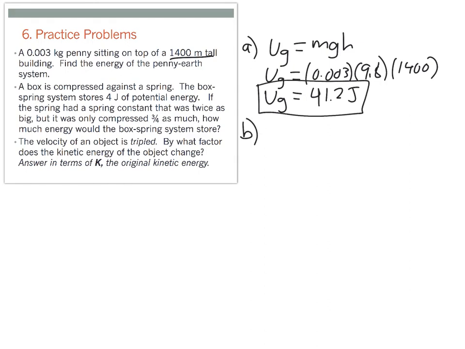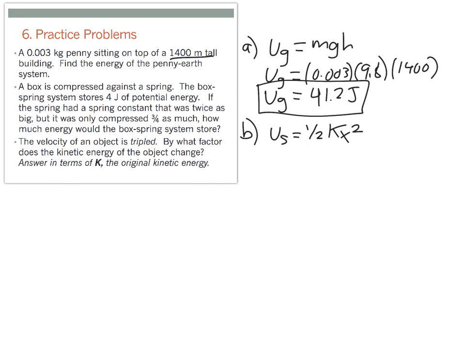For B, a box is compressed against a spring. The spring system stores 4 joules of potential energy. If the spring had a spring constant that was twice as big, but it was only compressed 3/4 as much, how much energy would be stored by the box-spring system? So we're clearly thinking about spring potential energy here.